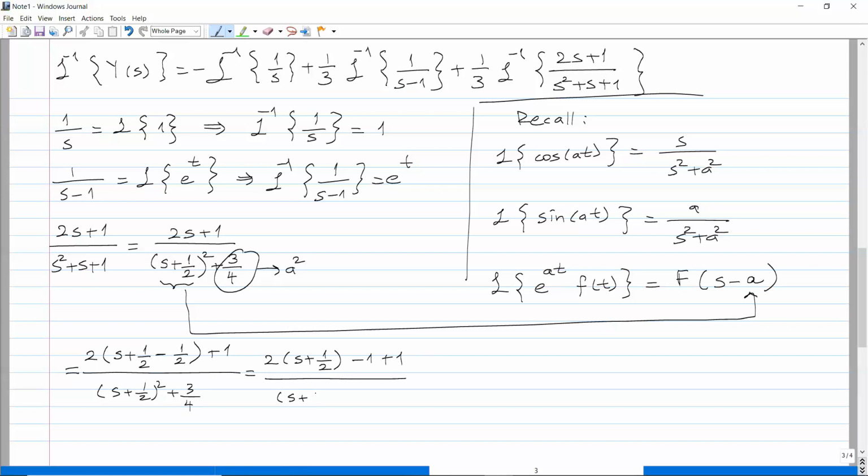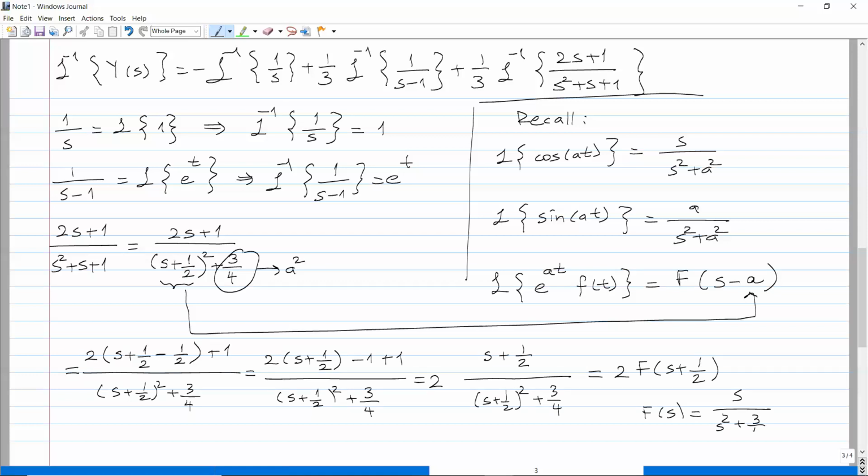We are lucky, but if it doesn't cancel out, we separate it into 2 parts then. One of them is going to be sine, the other is going to be cosine. But in this case, it cancels out. So we have 2. This is a coefficient in front of the whole thing. s plus 1/2 divided by s plus 1/2 squared plus 3/4. So I try to see this, so 2 is constant, F of s plus 1/2. And what is my function F of s? It is s over s squared plus 3/4.